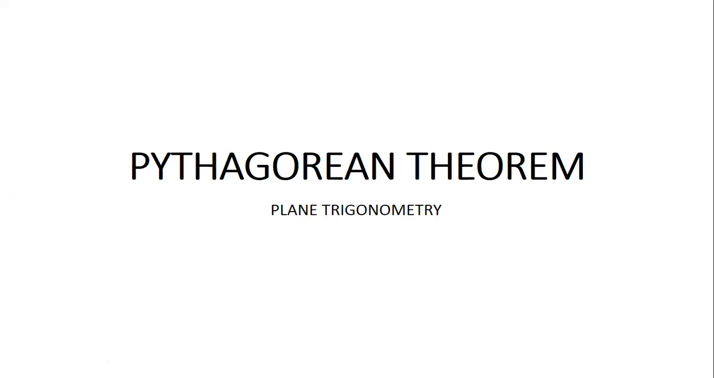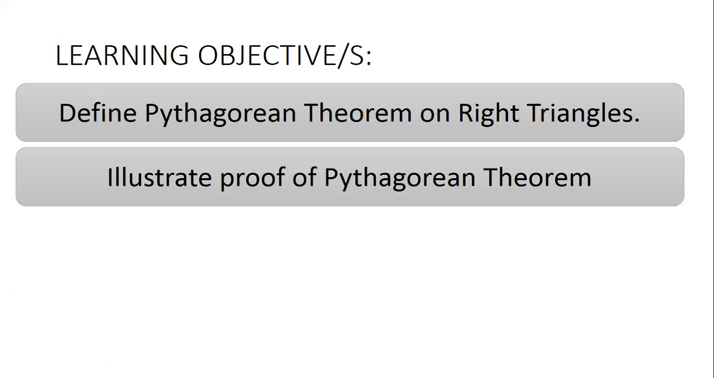Our objective for this lesson, we're going to discuss the parts of the right triangle and the formula itself, the Pythagorean theorem, and of course, the proof of the Pythagorean theorem. So, we're going to define the Pythagorean theorem on right triangles, and we're going to illustrate the proof of the Pythagorean theorem.